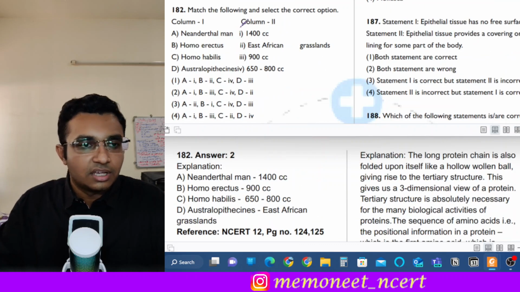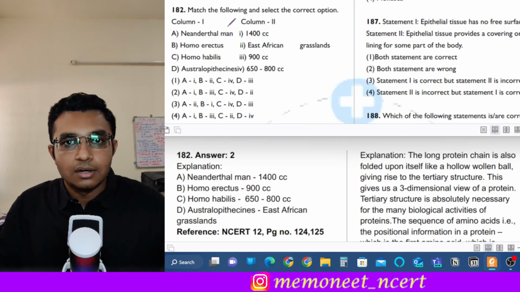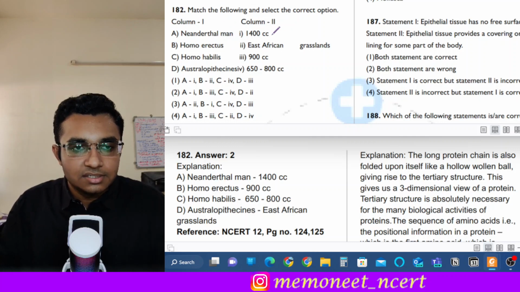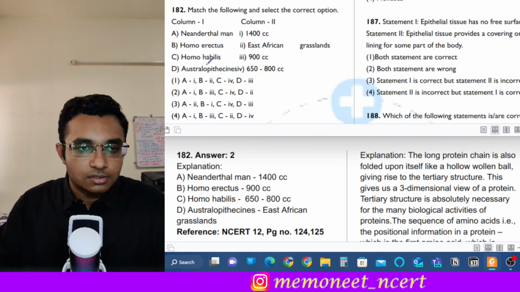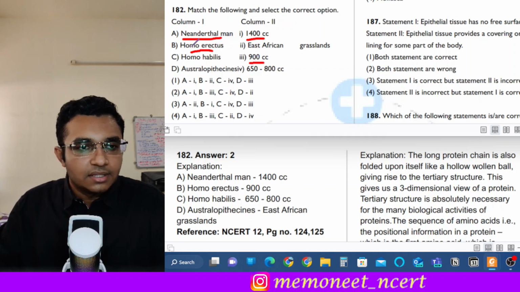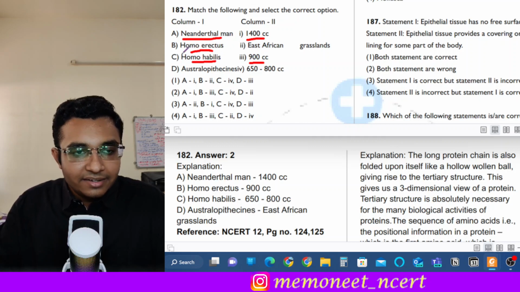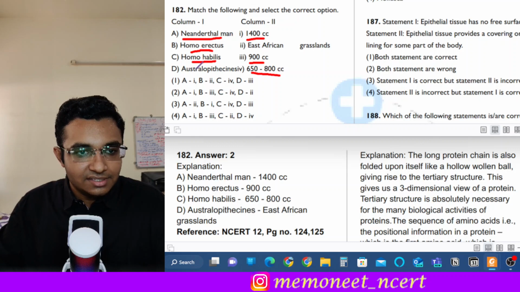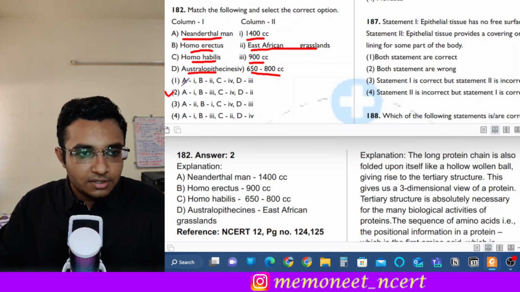The next question is question number 182. It is a match the following question. So there are different classes of man given, and these are the cranial capacities of that period. First is Neanderthal man. The cranial capacity is 1400 cc, which is highest. So A goes with 1. Next is Homo erectus. The cranial capacity of Homo erectus is 900 cc. Next, Homo habilis. The cranial capacity of Homo habilis is 650 to 800 cc. And Australopithecus belongs to the East African grasslands. So the correct option here is option 2.